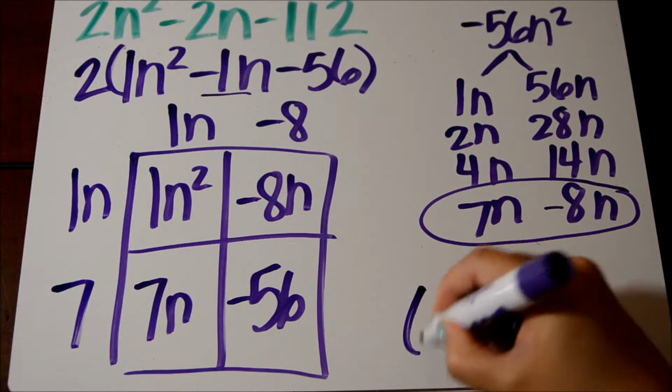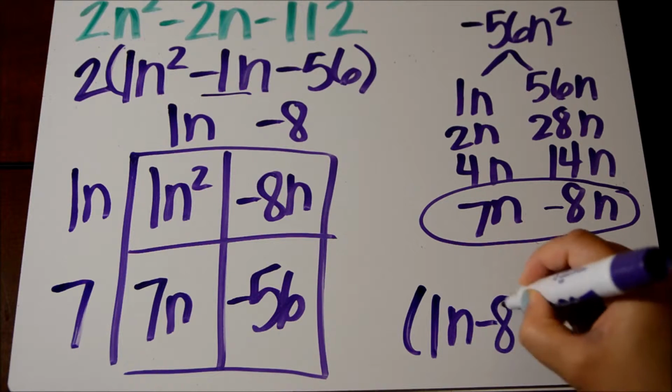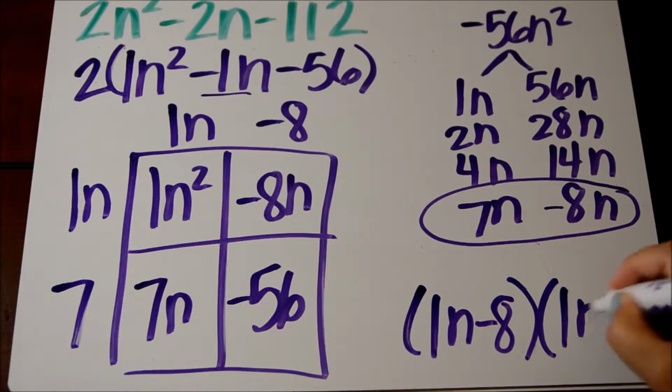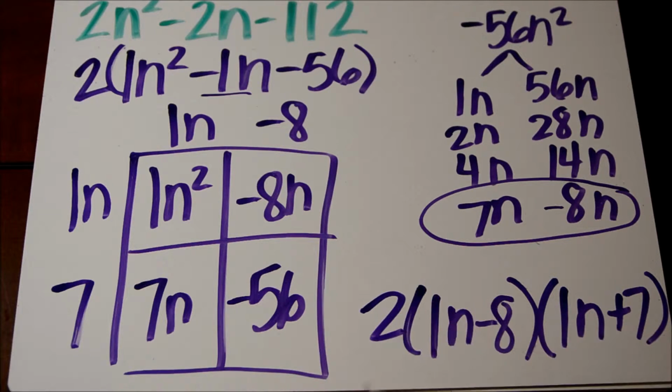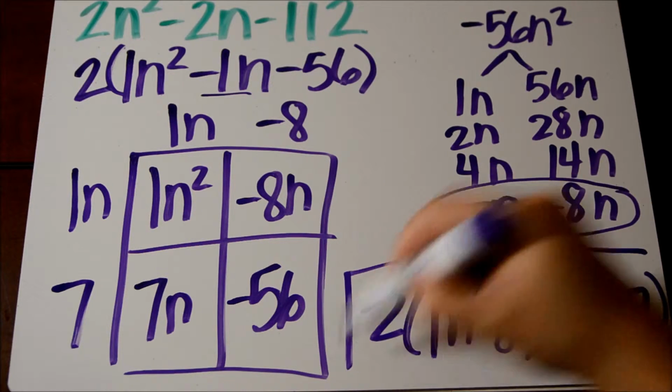Therefore, our factored answer is 1n minus 8 times 1n plus 7. It doesn't matter what order those are in. And we can't forget about our greatest common factor, so that needs to be a part of our final answer.